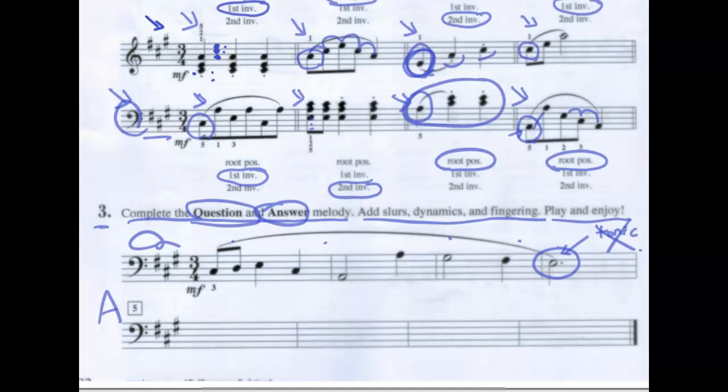Okay, so the first phrase is already given. This is also in A major with 3 sharps. Let me play this first. Okay, 1, ready, go. Okay, sounds like this. So we have to analyze the music first before we continue.